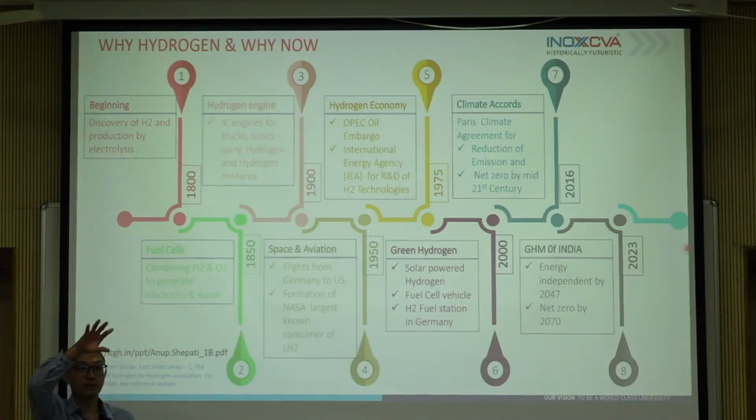So they convert the surplus of the solar energy through electrolysis to produce hydrogen and store the solar energy in terms of fuel. So this is one way of storing energy. That's why we have solar power hydrogen.